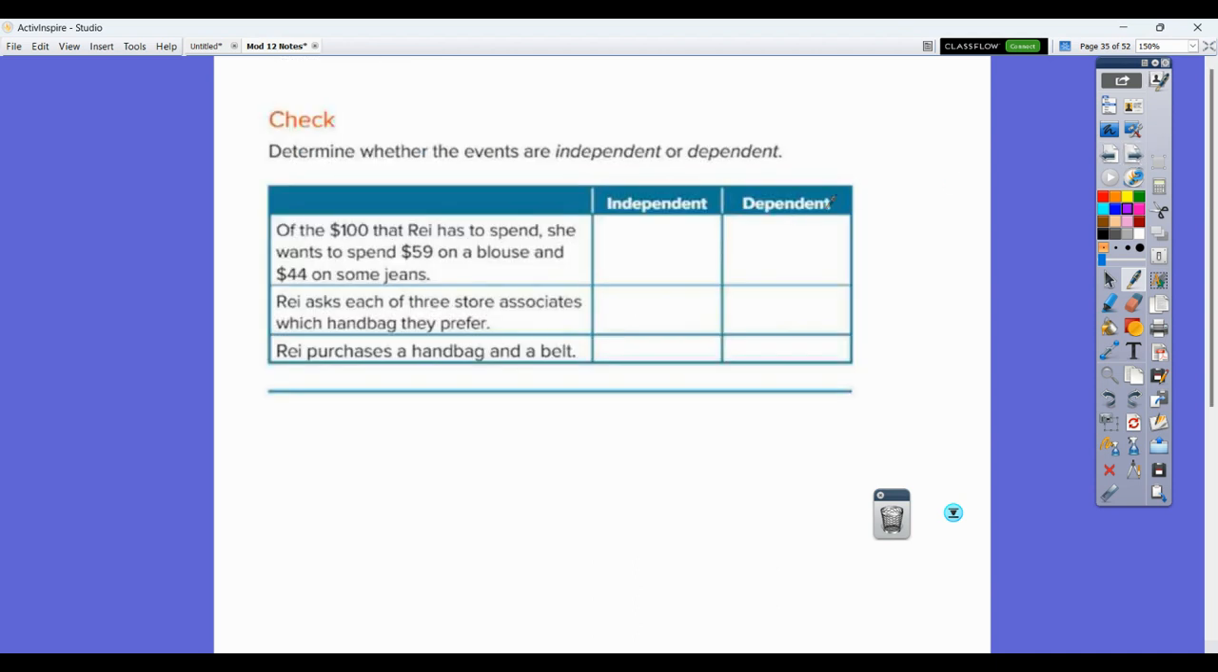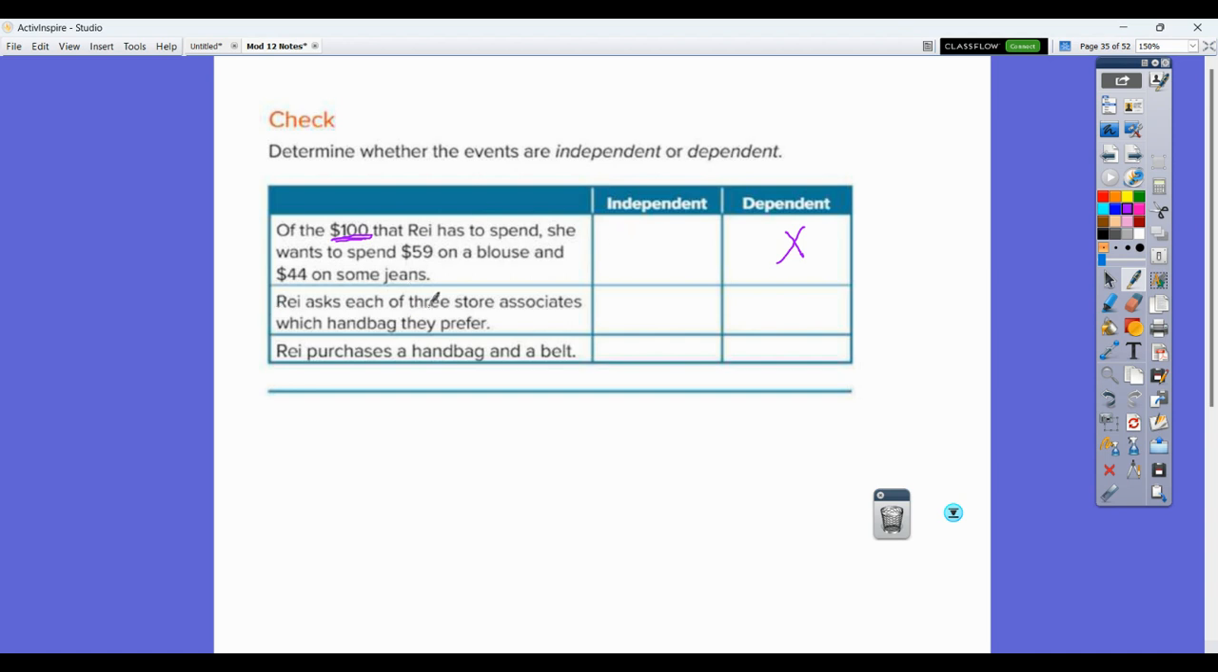Okay, so determine whether the events are independent or dependent, given this listing. Of the $100 that Ray has to spend, she wants to spend $59 on a blouse and $44 on some jeans. This one gets a lot of people, but the answer is that they're dependent, because how much she spends on the blouse will determine how much she can spend on the jeans and vice versa. They're dependent on each other since she only has $100 to spend.